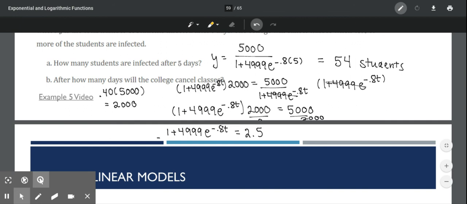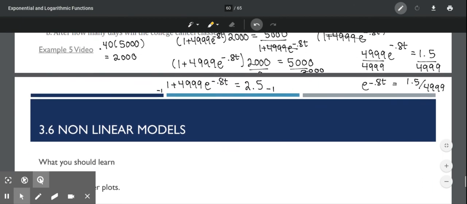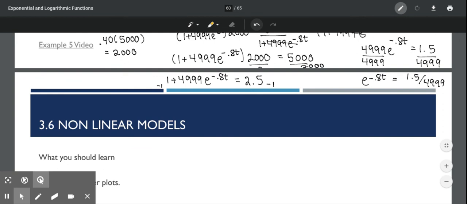We could subtract 1 from both sides. So I'm going to go over here. So now I have 4,999 e to the negative 0.8 t equals 1.5. Divide by 4,999. So you get e to the negative 0.8 t equals 1.5 over 4,999. Sorry, I'm running out of space here. Okay, I'm just going to go down to this next little part of this next slide.